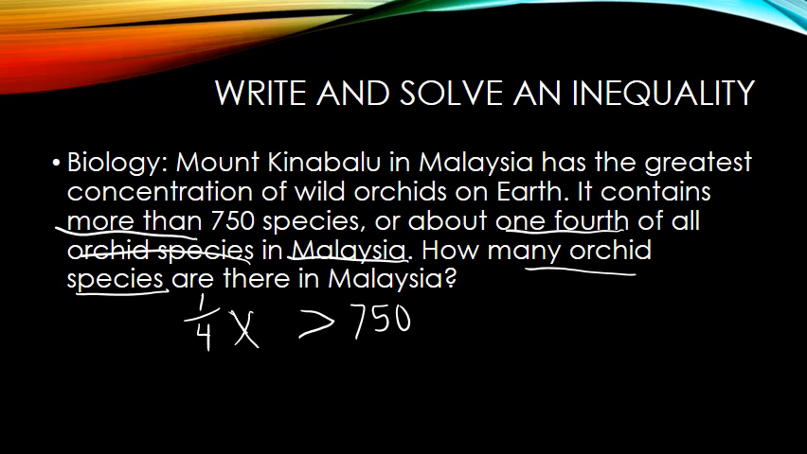Hey, we're using an inequality, and we're going to solve by multiplication. We're going to multiply both sides of this by 4. Well, over here on the left, that cancels out. And so we're left with X. That's the number of orchid species in Malaysia. And 4 times 750, let's see, 2 times 750 is 1,500, and 2 again is 3,000.